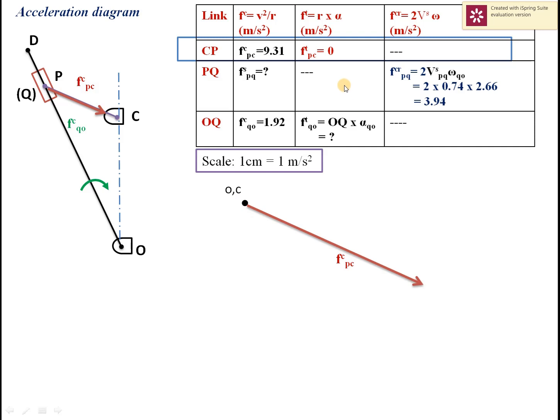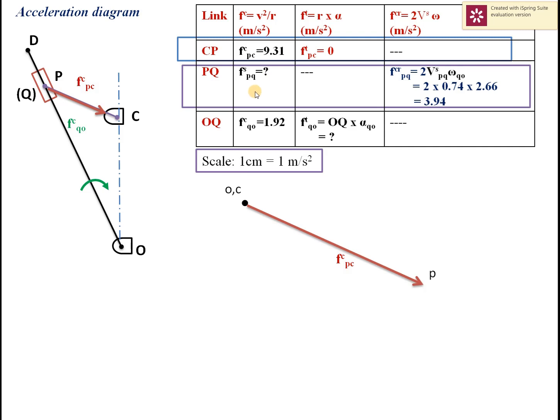Now to this we have to add its tangential component FTPC, whose magnitude is 0. So FPC, that is the total acceleration of P relative to C, is the vector sum of FCPC and FTPC. Now it is equal to FCPC because FTPC is 0. So FCPC itself represents the total acceleration of P relative to C, which will be represented by vector CP. So the head of the vector is point P. Now next, consider link PQ.